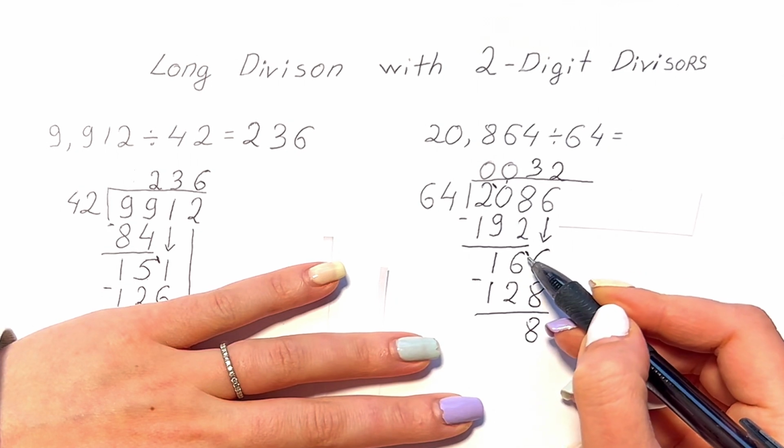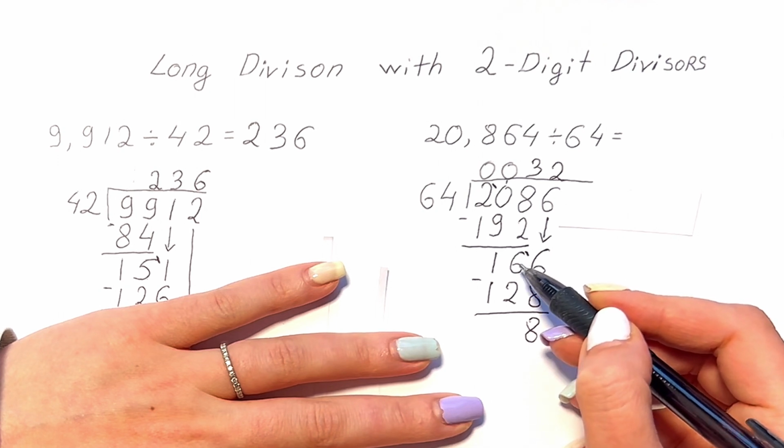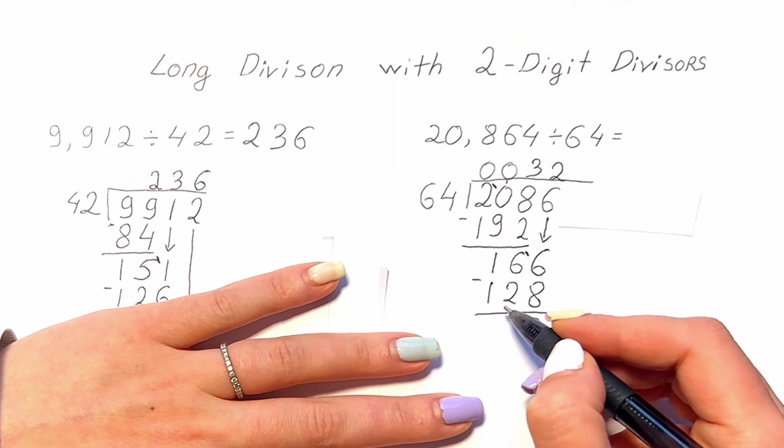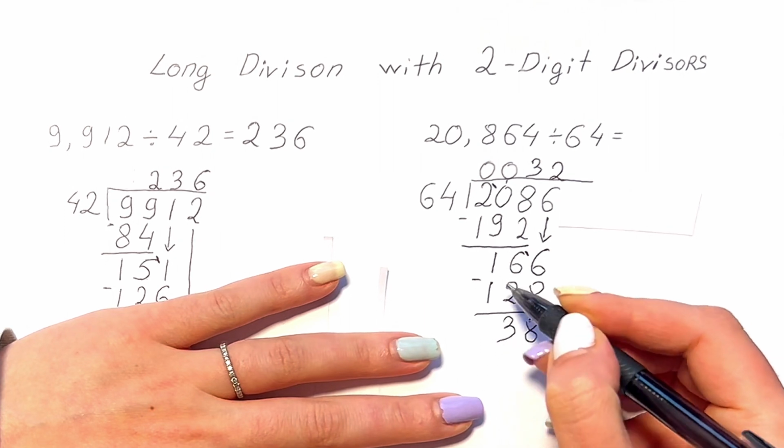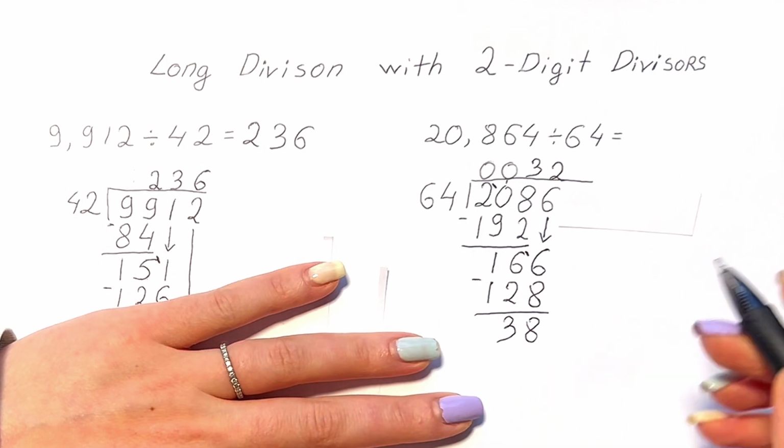Because there is a borrowing sign on the top of 6, it is 1 digit less, 5. 5 minus 2 is 3. 1 minus 1 is 0. So the remainder is 38.